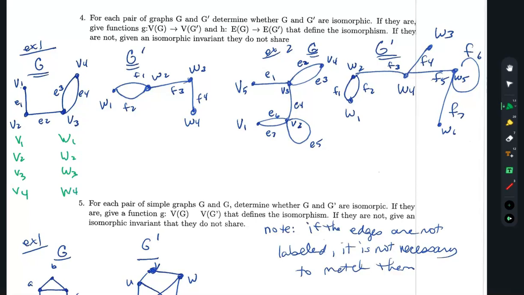Looking at vertex 1, it's got degree 1. There's only one vertex of degree 1 on this, so it's got to be W4. All right, so let's look at V2. V2 is a vertex of degree 2. Well, that's got to be W3. And then a vertex of degree 3 that's connected to a vertex of degree 2, that's got to be W2. And then that leaves V4 to be W1, and that does match, right? Degree 2 vertex. There it is.